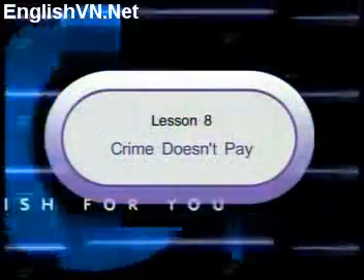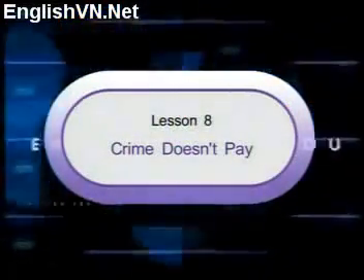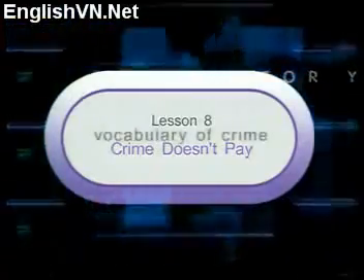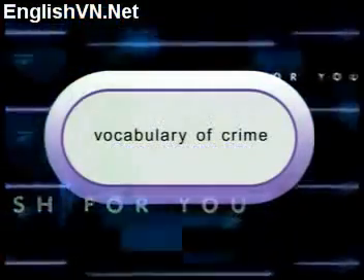Lesson 8. Crime doesn't pay. Vocabulary of crime.